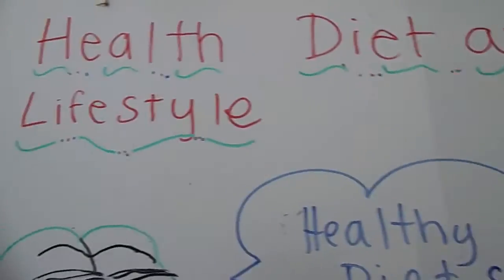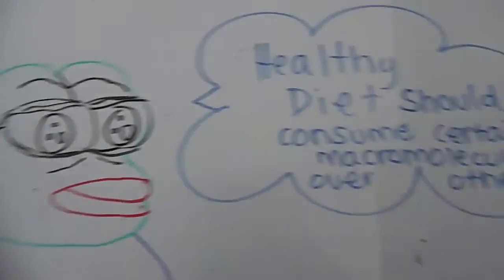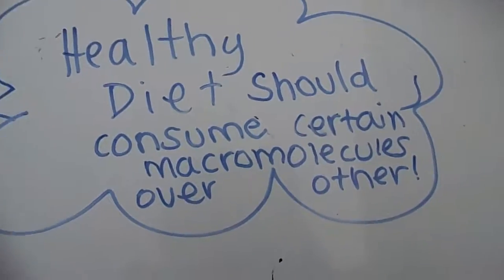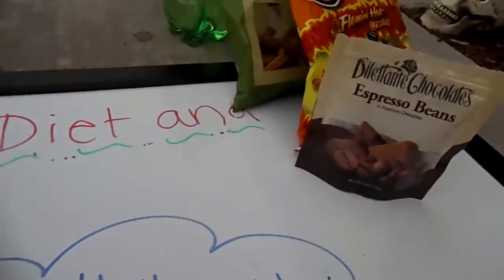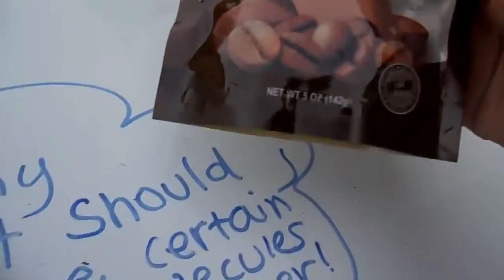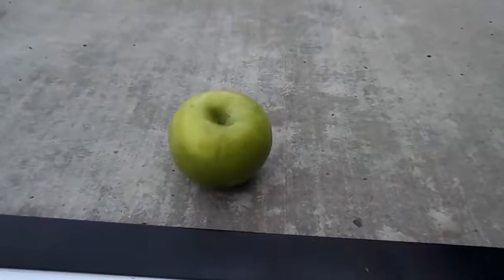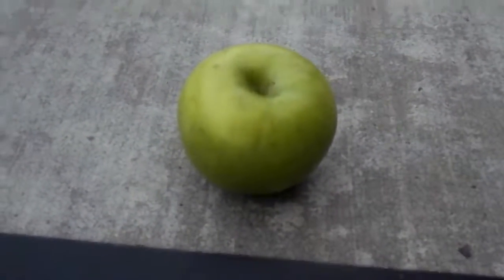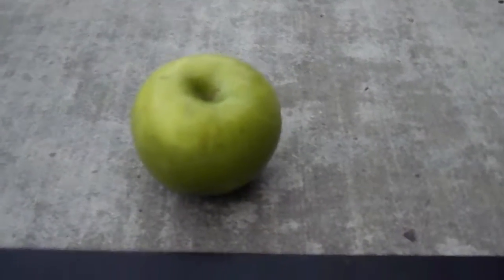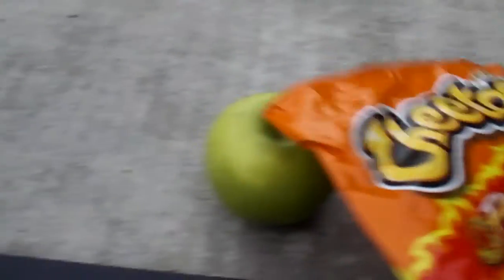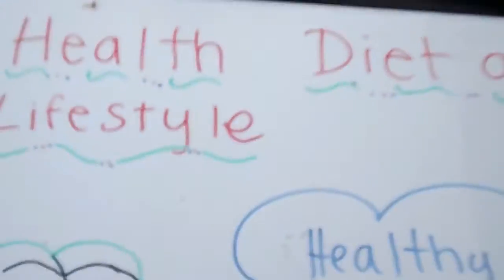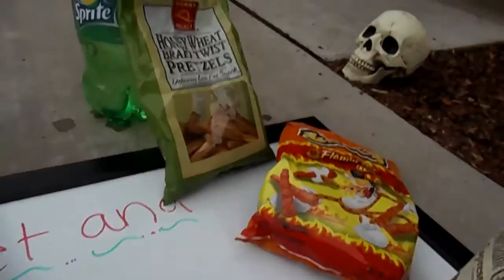Health, diet, and lifestyle. Okay, so Pepe here is saying that a healthy diet should consume certain macromolecules over others. So, for example, you see we have these chocolate espresso beans, gross, hot Cheetos, I guess pretzels, and then this bottle of soda versus an apple. You see this apple right here is not chosen when it comes down to hot Cheetos or an apple. See, people like the taste of unsaturated fats.